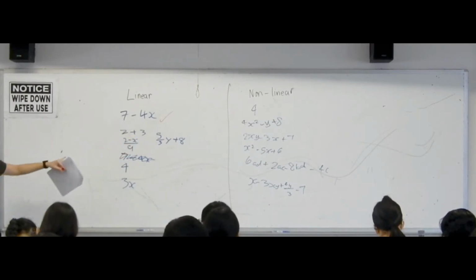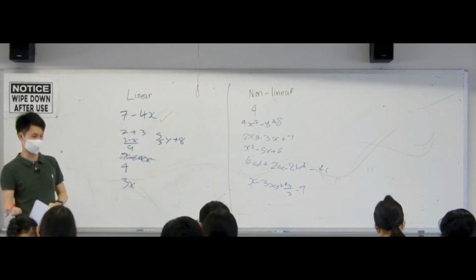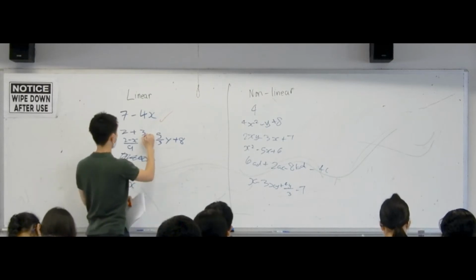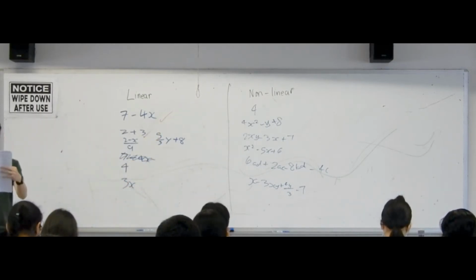But why is this linear? Because there's only one variable. 3 is a constant, we call it a constant term. So Z plus 3 is correct.